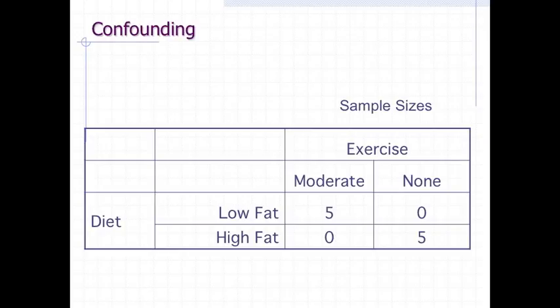Here we consider an absurd design to illustrate the main problem caused by unequal N. Suppose an experimenter were interested in the effect of diet and exercise on cholesterol. The sample sizes are shown in the table. What makes this example absurd is that there are no subjects in either the low-fat, no exercise condition or the high-fat, moderate exercise condition.